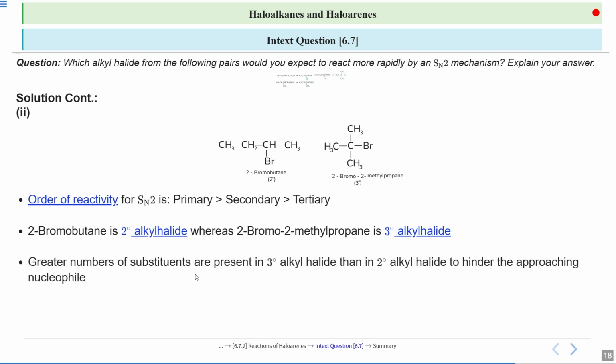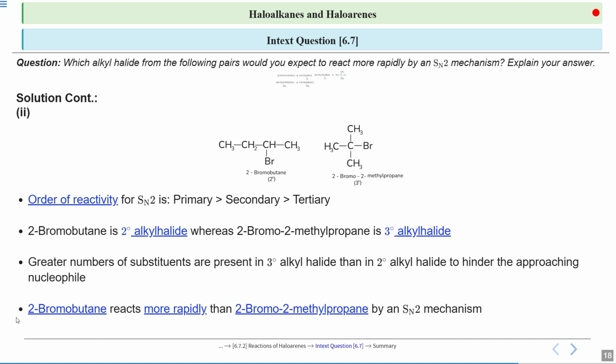A greater number of substituents are present in the tertiary alkyl halide, which will offer more steric hindrance than the secondary alkyl halide to the approaching nucleophile. So more steric hindrance will be present in the tertiary alkyl halide. That's why 2-bromobutane, which is secondary, will react more rapidly than 2-bromo-2-methylpropane by the SN2 mechanism.